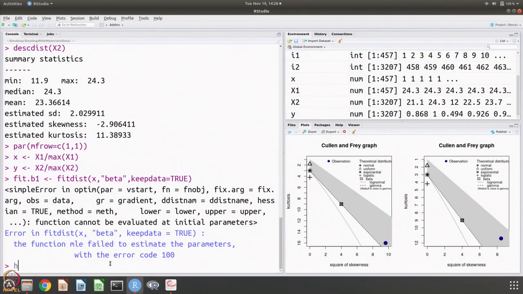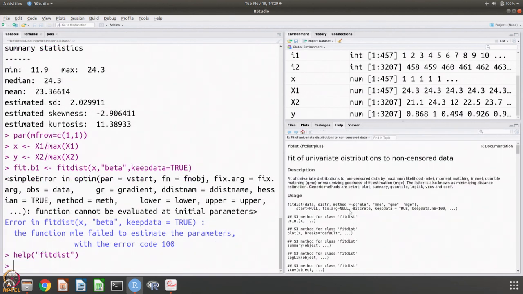How do we know these methods? Of course, you can use help fitdist, for example. You will get this information. It says the fit of univariate distributions to non-censored data by maximum likelihood or moment matching or quantile matching or maximizing goodness of fit estimation, MGE. So let us try the MME. For that you have to say method equal to this.